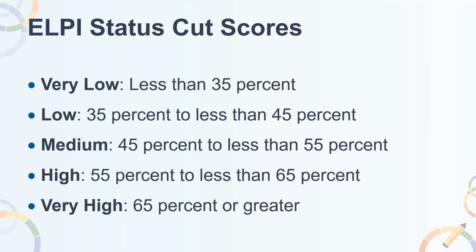The LP has 5 status levels. The cut scores for the status levels are as follows: very low, less than 35%, low, 35% to less than 45%, medium, 45% to less than 55%, high, 55% to less than 65%, very high, 65% or greater.